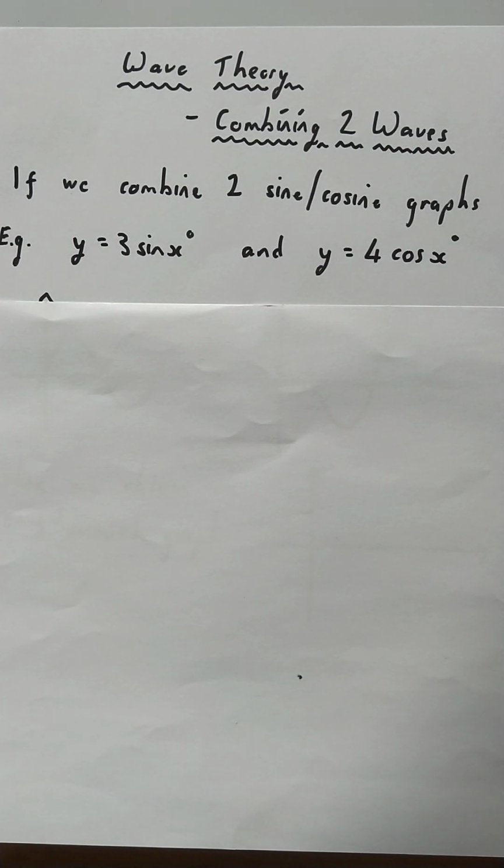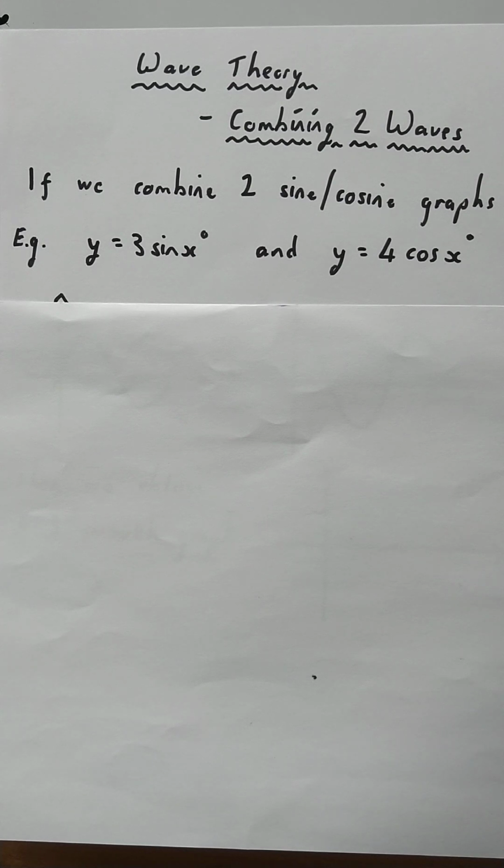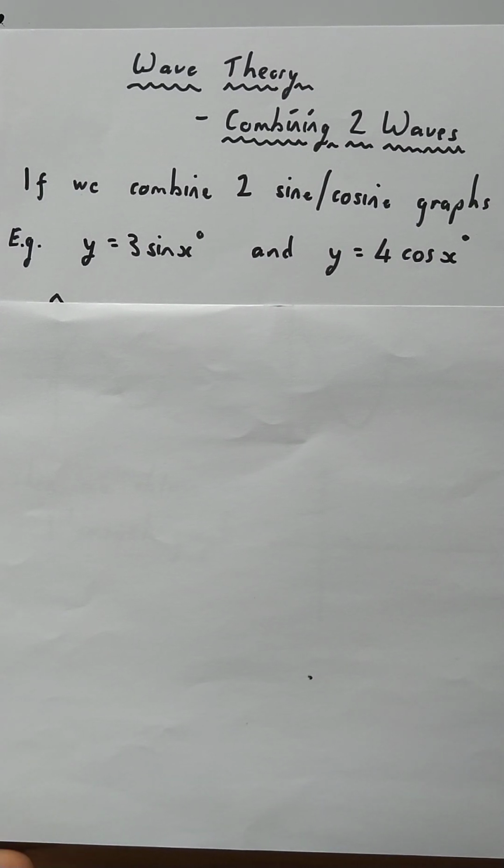Higher maths wave theory, combining two waves. If we had two sine or cosine waves described by two different graphs, what happens if they came together? This could happen, for example, if we had two different electric power stations putting out powers of electricity, or perhaps two speakers in a room or in a concert hall. What happens to the wave pattern going throughout that?